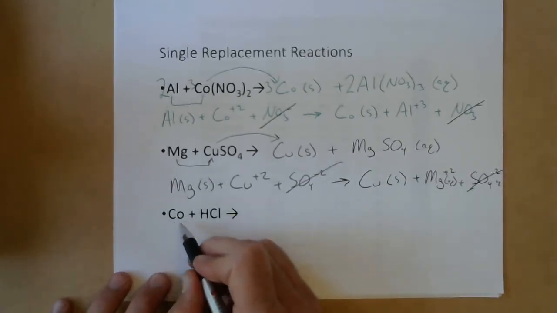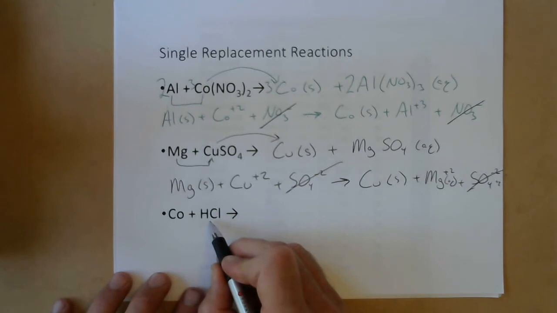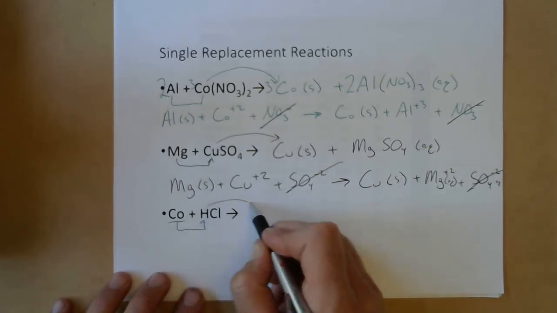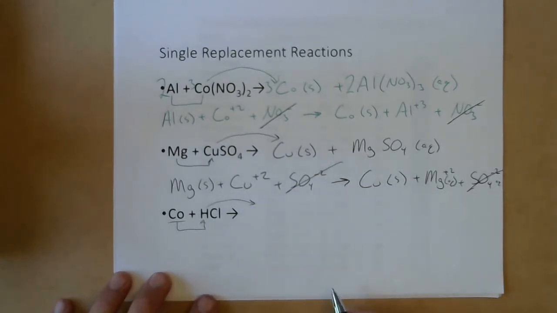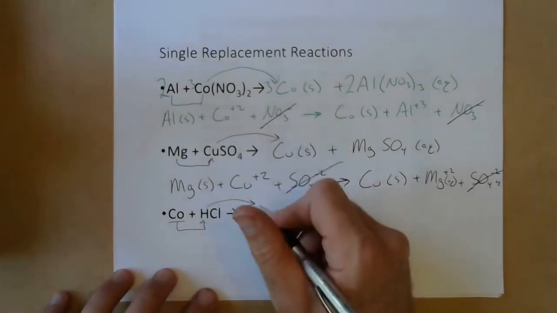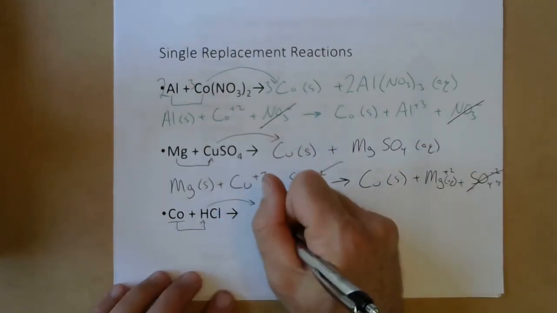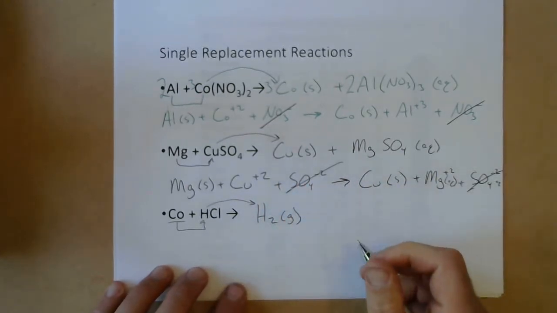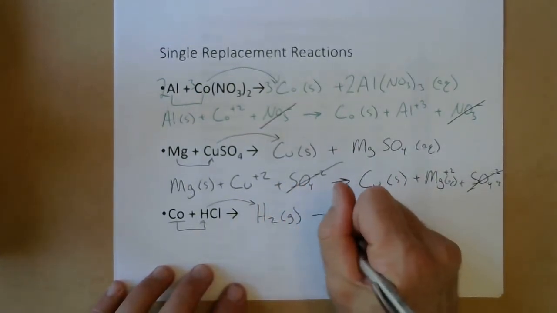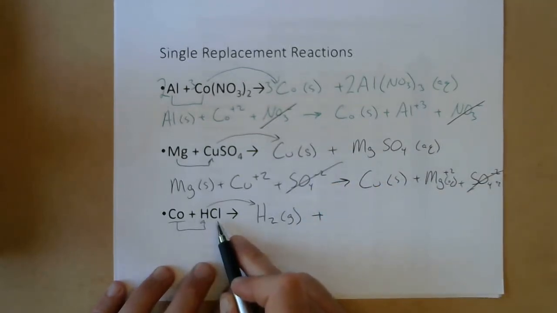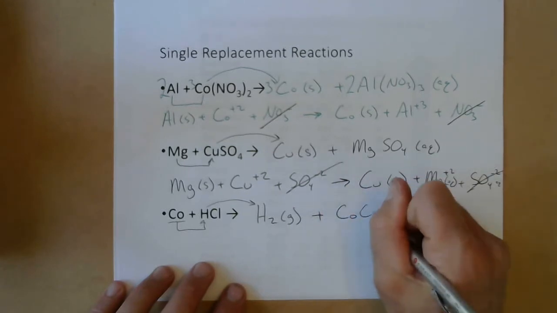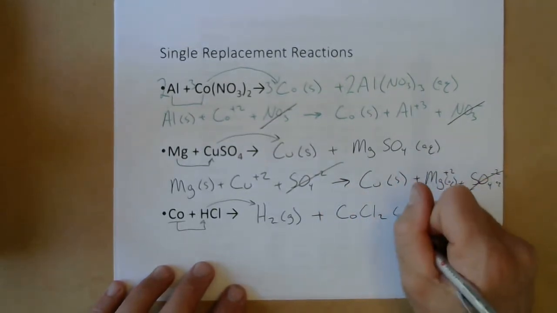This one, so we have cobalt and HCl, hydrochloric acid. So the cobalt is going to come over here and kick out the hydrogen. When hydrogen gets kicked out, it's slightly different because hydrogen is not a metal. Hydrogen is going to be non-metal and it's going to form a gas. It's a diatomic gas, so it's H2, and you put a G after it for gas. So that makes hydrogen gas. And then the cobalt will pair up with the chlorine to make cobalt chloride, so CoCl2. That'll be aqueous.